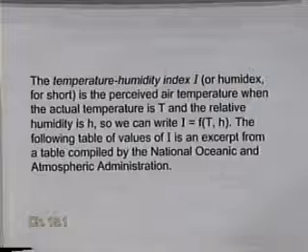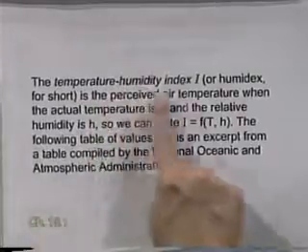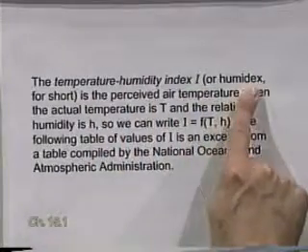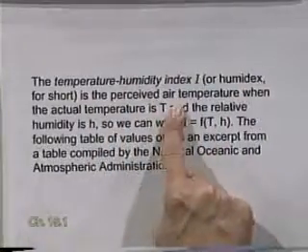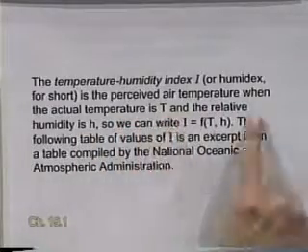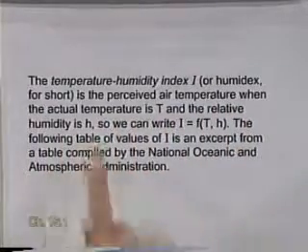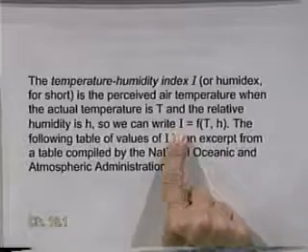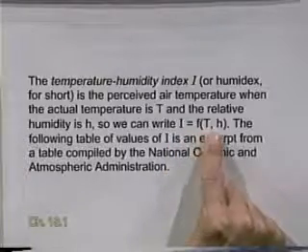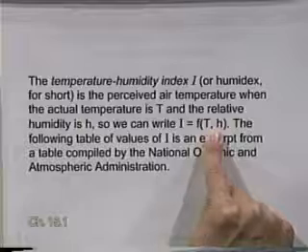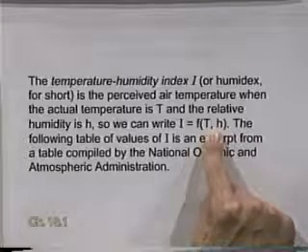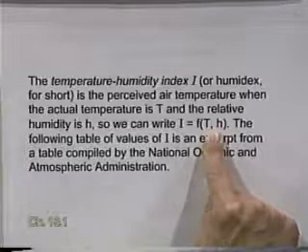It says, sometimes you can give your function as a rule. There are other ways that you can give values of functions, and one way is as a chart. So in this particular case, we say the temperature-humidity index I, or humidex for short, is the perceived air temperature when the actual temperature is T and the relative humidity is H. So we can write your index is a function of your temperature and your humidity. Remember, in Delaware, everybody always says, it's not the temperature, it's the humidity. The more humid it is, the hotter you feel.